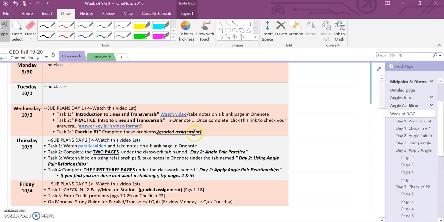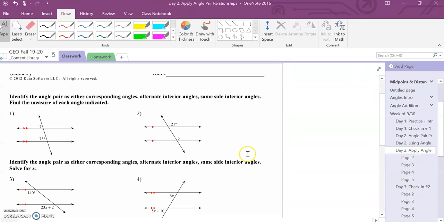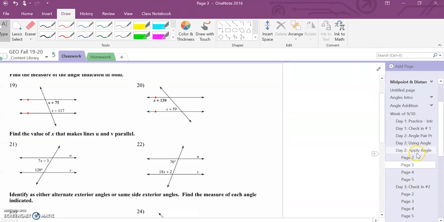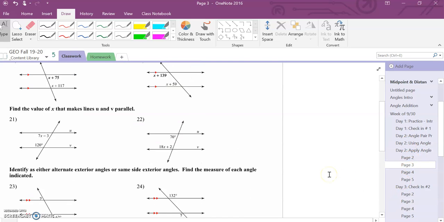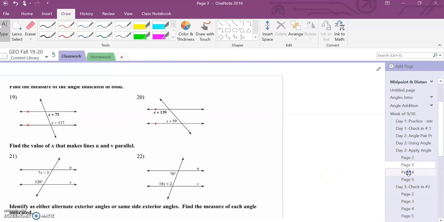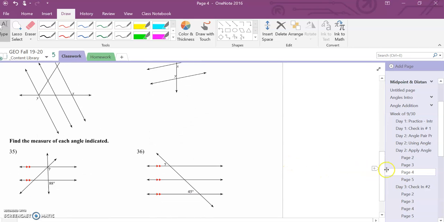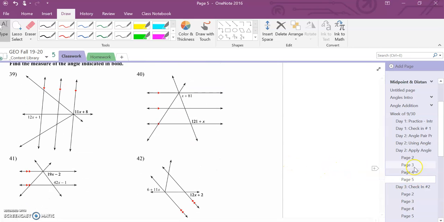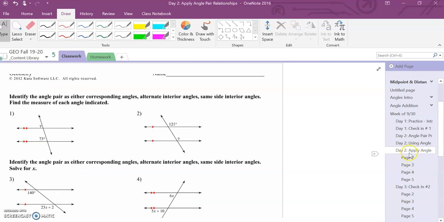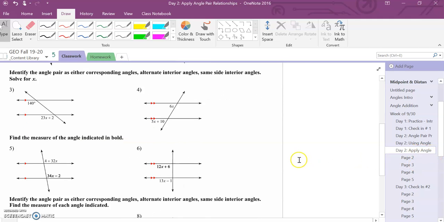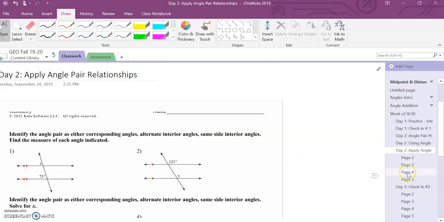And then the last task, as you can see, is you're going to complete the first 3 pages right here where it says day 2, apply angle relationships. So once you know how to recognize them, then of course you have to apply. Now you'll notice if I click on it, there are 5 different pages. The first 3 are really what we're concerned with. If you happen to have extra time, you can challenge yourself a little bit and work on pages 4 and 5, but that's not necessary. But what you do need to make sure you get done is day 2, pages 1, 2, and 3 under the apply angle relationship. If you get that done, you should be ready for day 3.